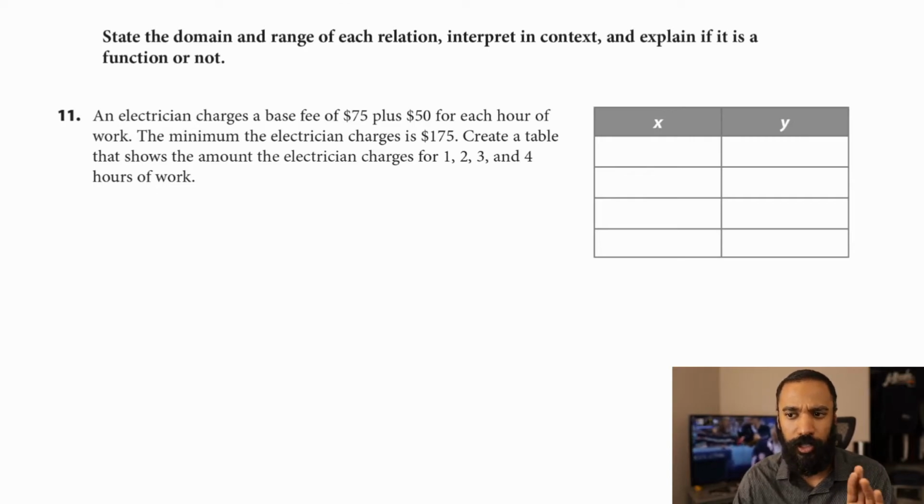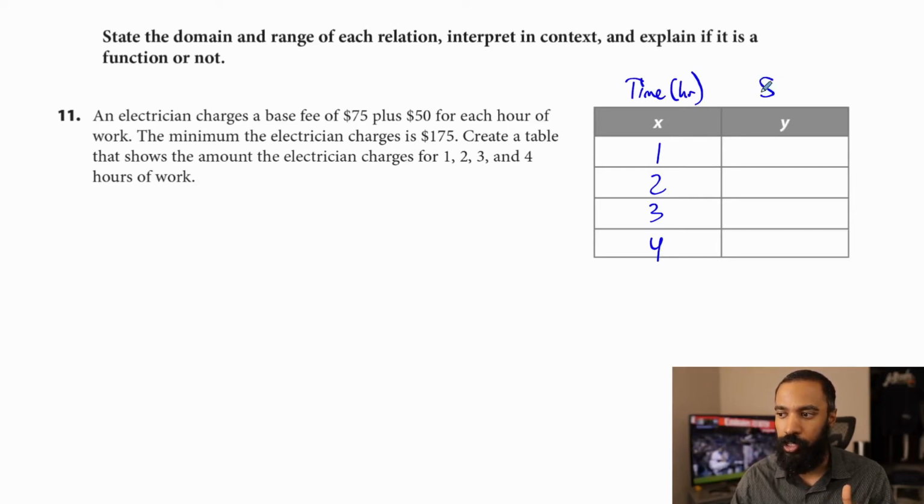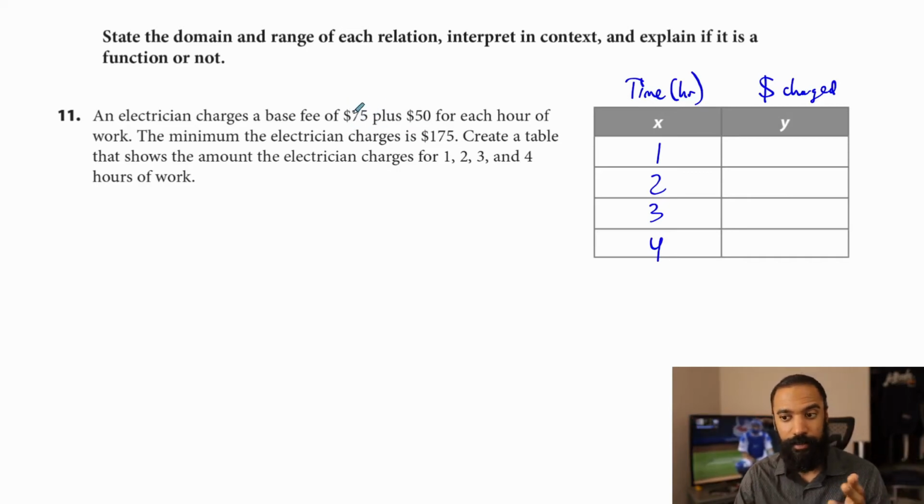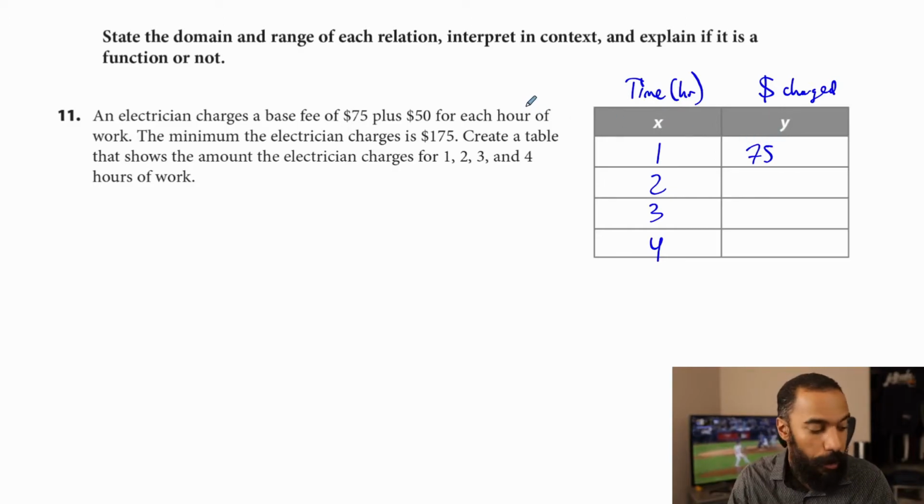Okay, ideally what you might start doing when you write this, obviously 1, 2, 3, and 4, we want to represent time here. Time in hours for X, and for Y, we're going to do dollar amount charged. Now, what you could start by writing is, okay, base fee of $75. That's cool. So we're going to do 75. No, you don't want to do that, because it's $50 for each hour worked, right? So there's mistake number one.